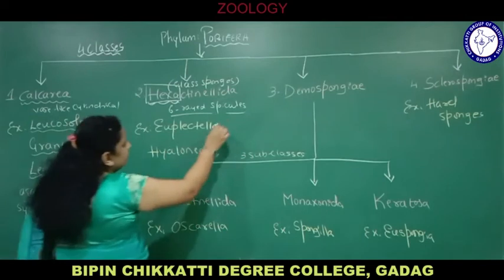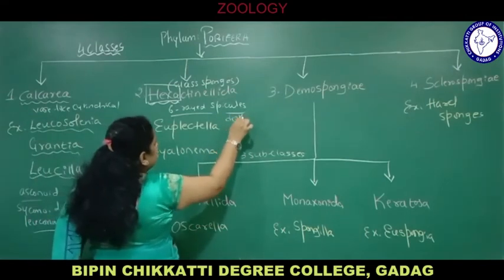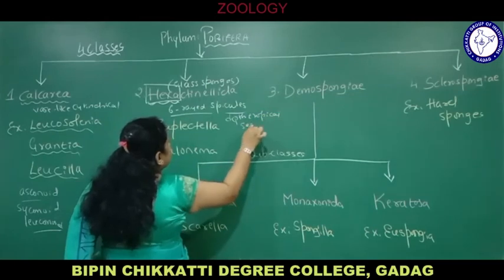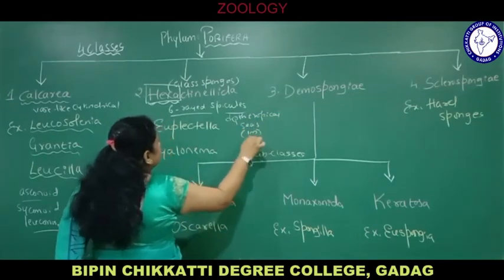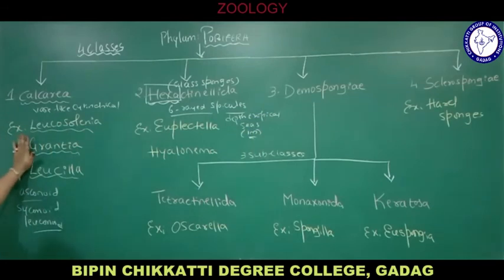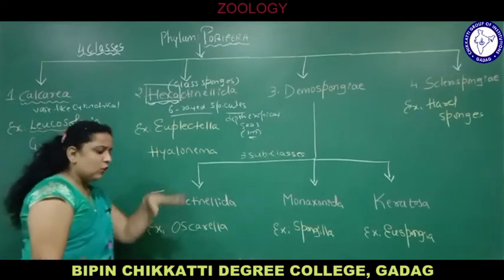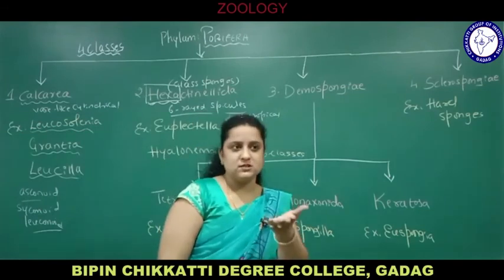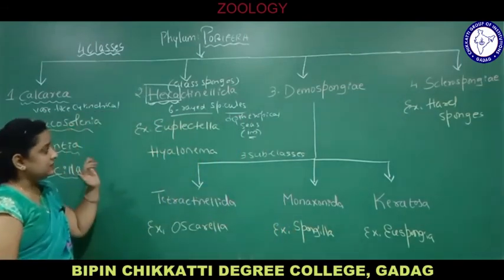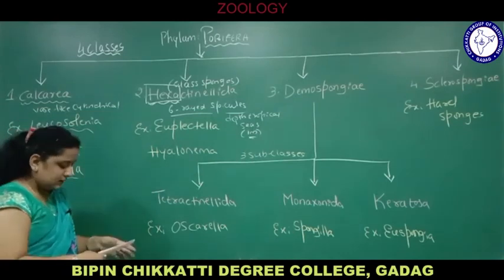They are found in deep tropical seas and they can grow up to 1 meter. Now you can see the difference here. These Calcarea are found in shallow waters. Shallow water means the water is not too deep. They are found just on the surface of water. But Hexactinellida are found in the deep tropical seas and they grow up to 1 meter.